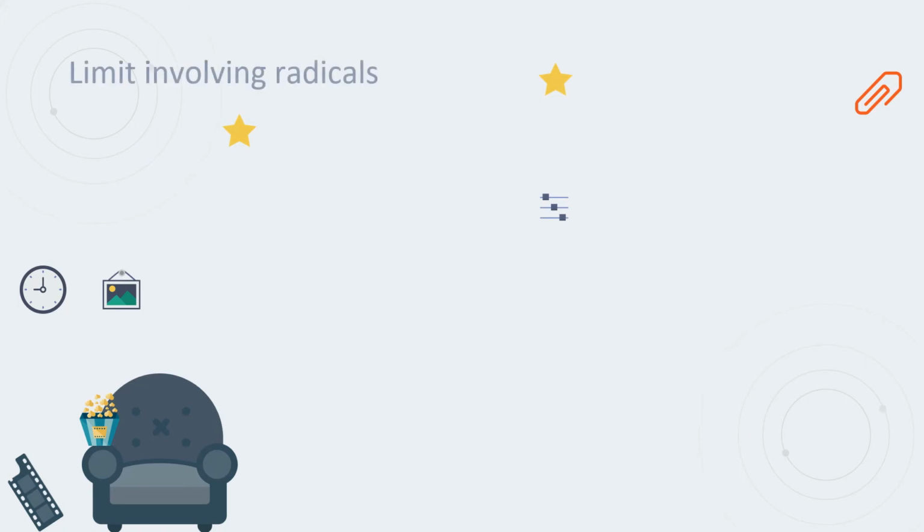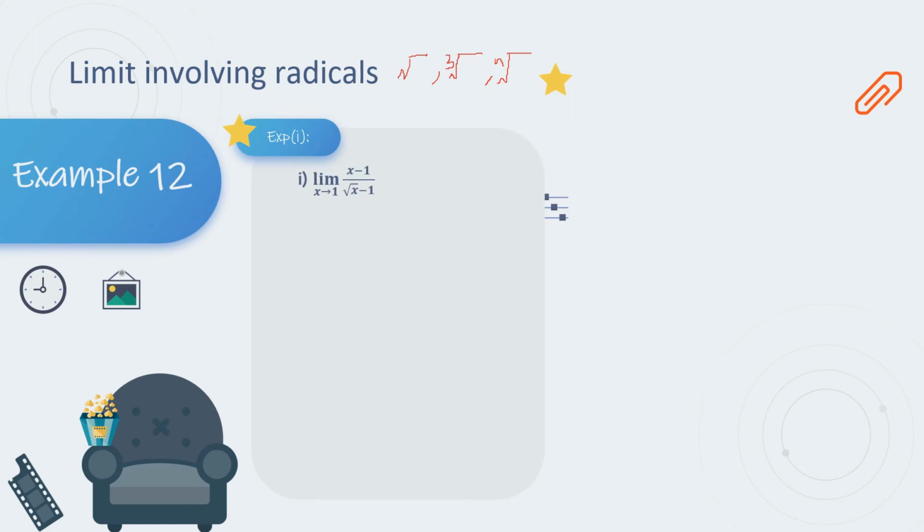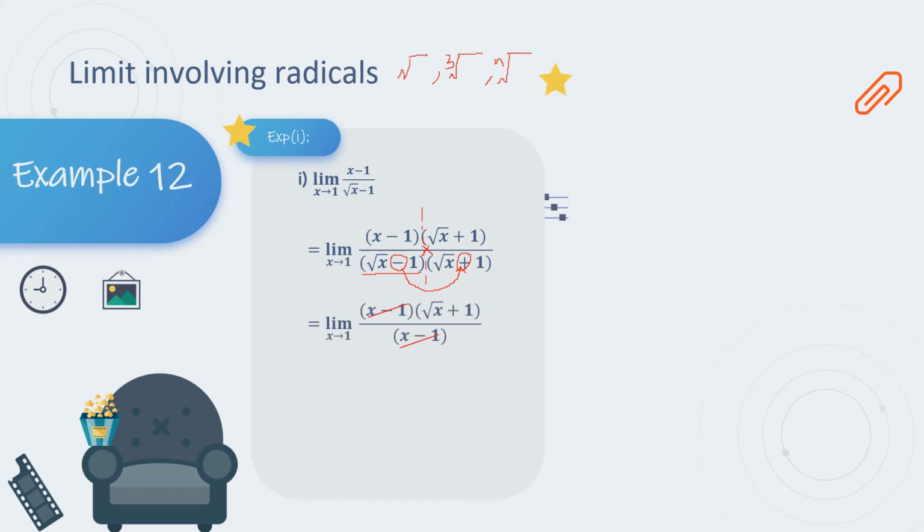Limits involving radicals. A radical is a symbol of the indicated roots of a number, for example, a square root, cube root, or nth root. Example 1. Given the function, by using the conjugate. A conjugate is a form made by changing the sign between two terms in a binomial. In this question, the denominator square root of x minus 1 is a radical. Therefore, we use the conjugate to get rid of the square root. Cancel out the same terms in the numerator and denominator. Substitute 1 into the function of x and the answer is 2.